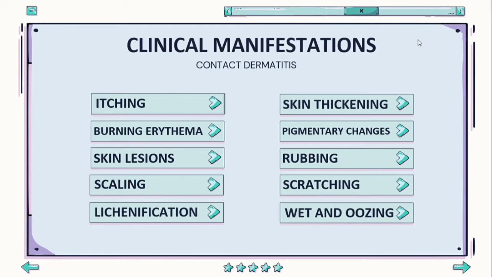Contact dermatitis can cause an infection if you scratch the affected area frequently, leading it to become wet and oozing. This provides an ideal environment for bacteria or fungi to develop and may result in an infection.